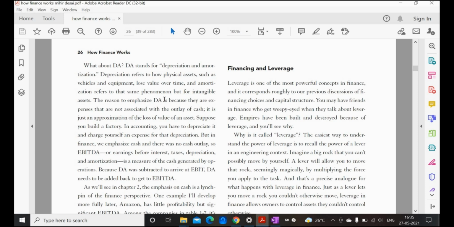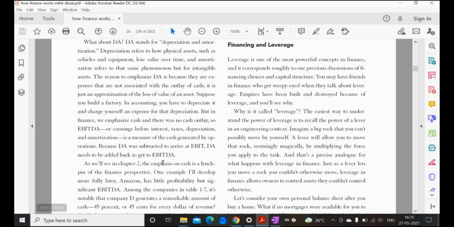The reason for emphasizing DA is because they are expenses that are not associated with an outlay of cash. It is just an approximation of the loss of value of an asset. Suppose you build a factory. In accounting, you have to depreciate it and charge yourself an expense for that depreciation. But in finance, we emphasize cash and there was no cash outlay. So EBITDA, or earnings before interest, taxes, depreciation and amortization, is a measure of the cash generated by operations. Because DA was subtracted to arrive at EBIT, DA needs to be added back to get EBITDA.